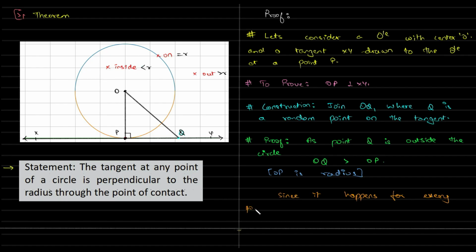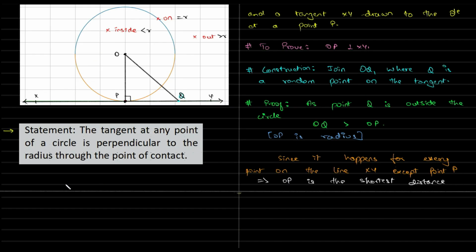Since every point on the line XY except point P, this implies OP is the shortest distance from the center to the tangent.